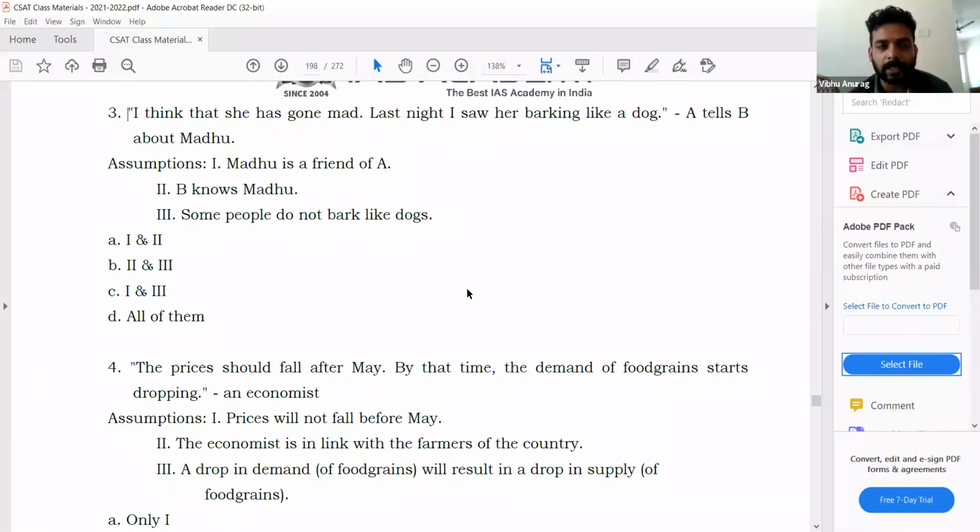And yes, if he had mentioned her name, then B will not be a valid assumption, because we don't know what A believes, whether B knows Madhu or not. Okay. Any other doubt? Any other doubt with question 3?